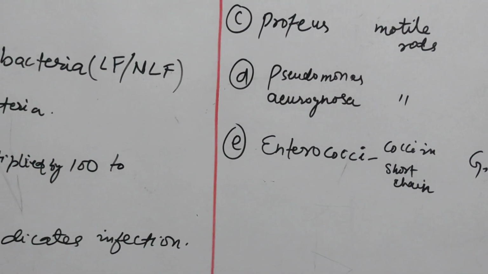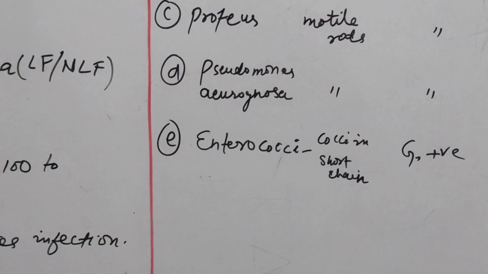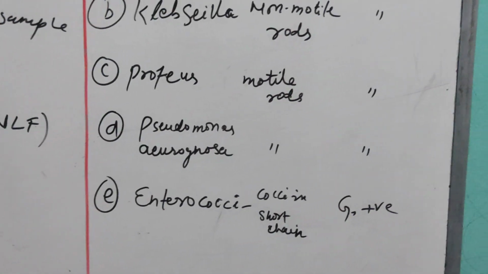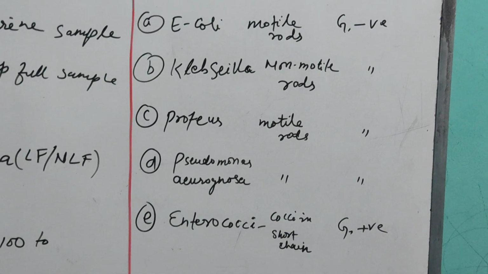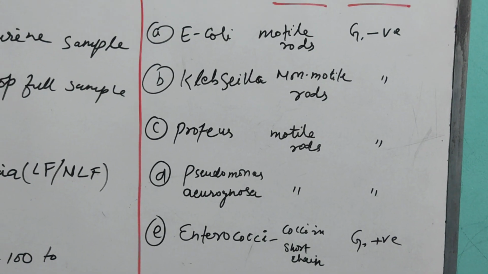Another one is the enterococci bacteria, which are cocci in short chains in the wet preparation and show gram positive on the gram smear, and can be identified and further treated after the antibiotic sensitivity test. Okay, thank you.